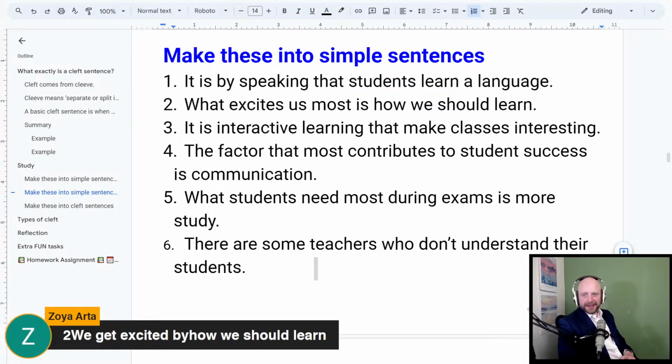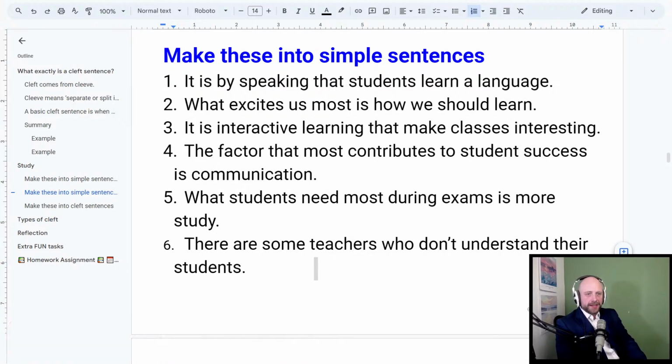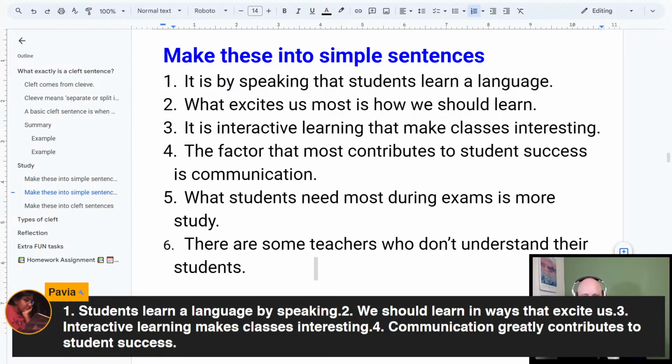You could interpret it that way, Zoya, but actually I did mean the opposite. But I understood there is an ambiguity in how I wrote it. Yeah, Pavia has it right here. Number 2, we should learn in ways that excite us. Or we should learn by the things that excite us, or something like that. We should learn in the ways that excite us the most. It's a good answer here by Pavia.